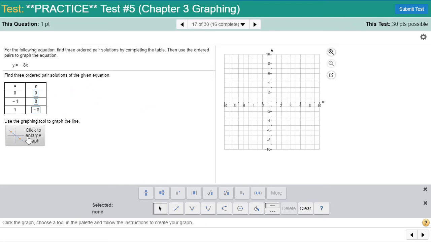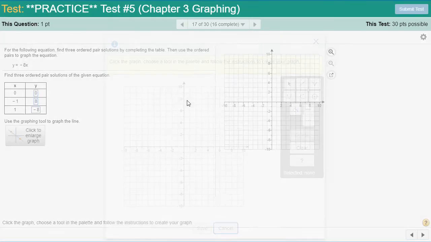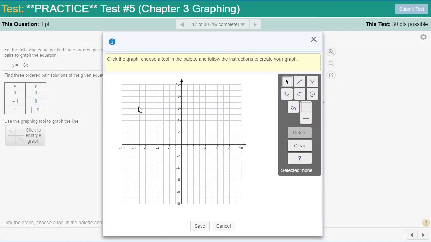So just like we did with question 16, I'm going to click to enlarge the graph here, and now we've got a pretty good view. We know that when we're plotting linear equations, straight lines, we're going to simply use the line tool, and we want to choose two of these 3 points to plot. Well, I'm going to choose the really easy one. I'm going to be a little lazy here and choose the 0, 0, because we know that when plotting points we always start at the origin 0, 0. Well, if I'm starting at the origin and trying to plot the origin, I don't have to go anywhere.